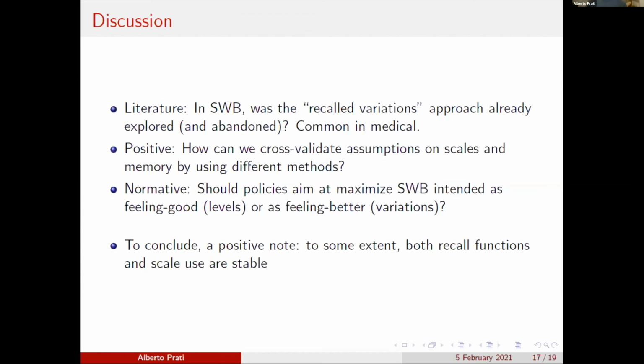And also a normative question. Do we want to measure if people are feeling good or if people are feeling better? These are pretty different things.